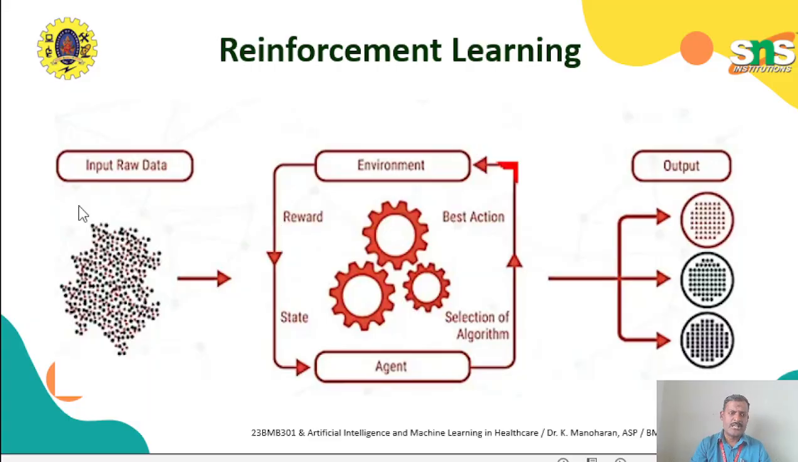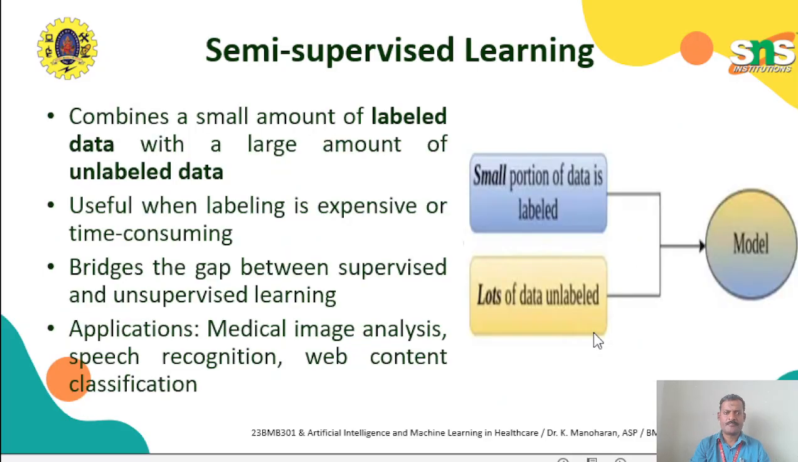Look at the example. This is raw input data we are giving to the system, and the agent takes this and, based on the environmental factors, the agent makes a prediction. That is given to the environment to fine-tune and update the weightages. Based on that, finally it will predict the different classifications of outputs.